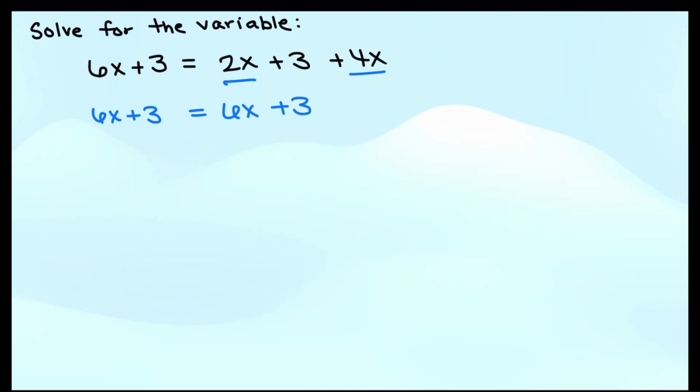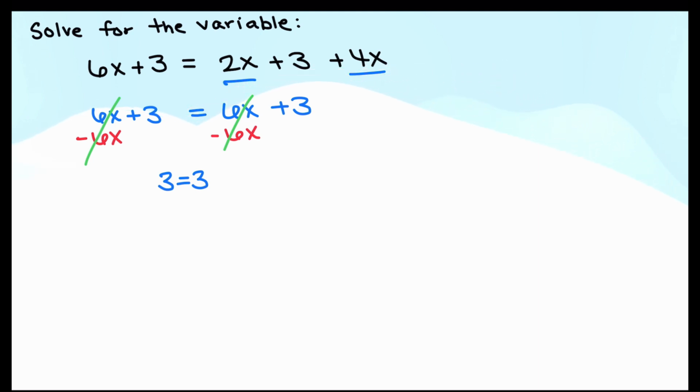If we wanted to put the x's on one side, let's say maybe the left, I could subtract 6x from both sides. But notice if we subtract 6x from both sides, on the left-hand side, 6x minus 6x is 0, and we're just left with 3. And we get the exact same thing on the right-hand side. 6x minus 6x is 0, and we're just left with 3. So this equation simplifies all the way down to the statement 3 equals 3. The x's have actually disappeared.